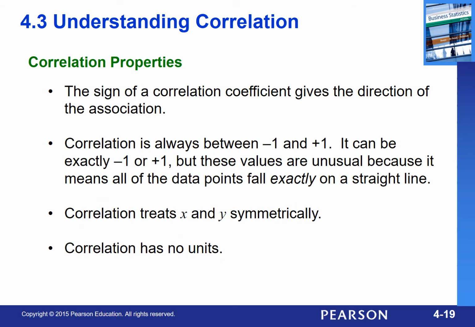All right, here's what the correlation looks like. The sign of correlation gives you direction. If it's negative, you're dealing with a negative direction. If it's positive, you're dealing with a positive direction. Correlation is firmly between 1 and -1. This is one of the ways you're going to be able to tell if you got something incorrect.